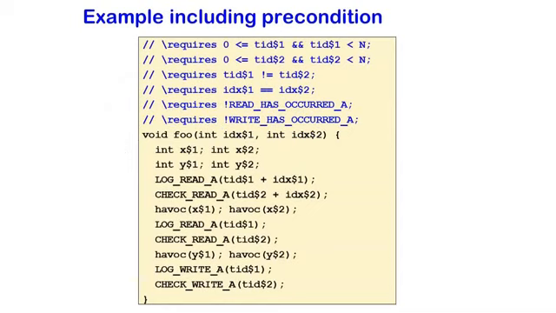So here's an example, including the precondition. We've got the threads tid1 and tid2, the thread IDs being in range and different. We've got the parameter idx being different for the two threads. And furthermore, we've got no read having occurred from A and no write having occurred to A by thread 1. And then this is the code I showed you before.